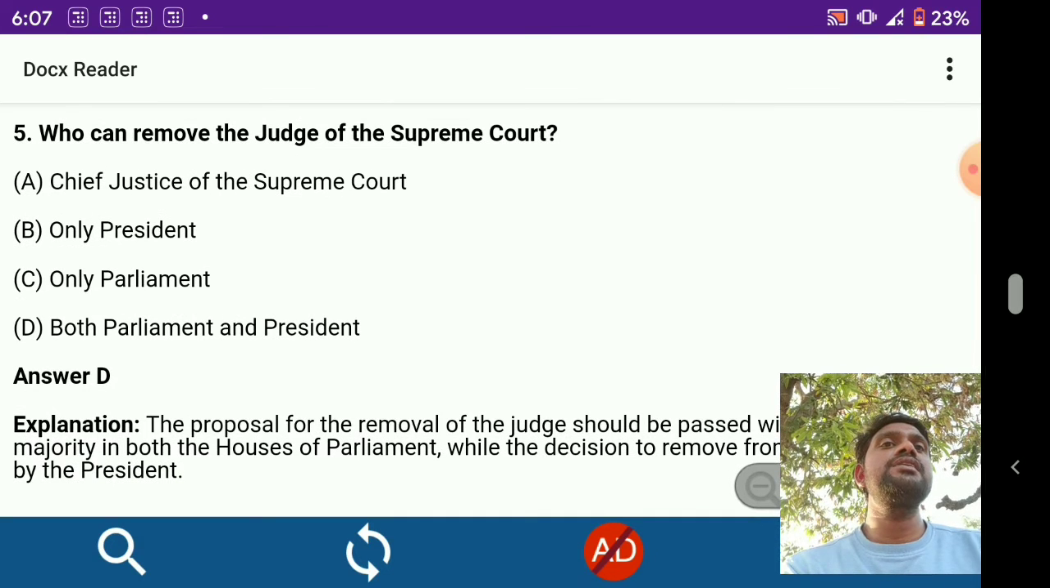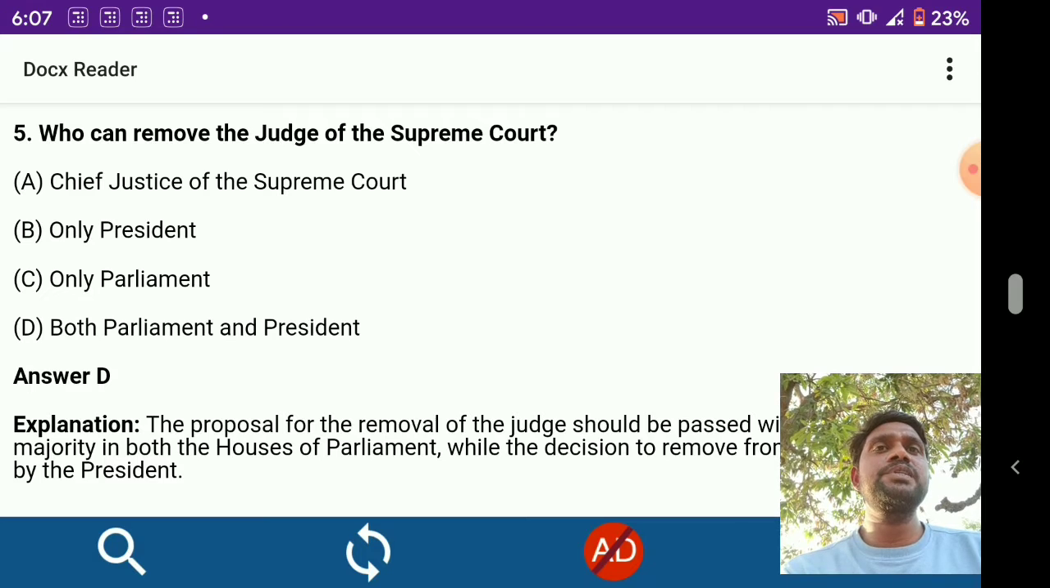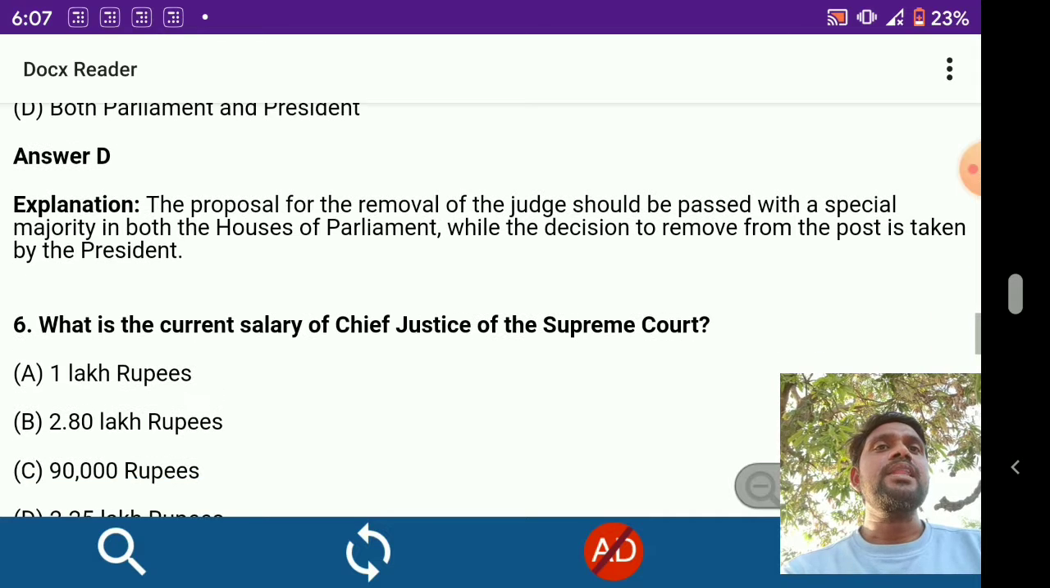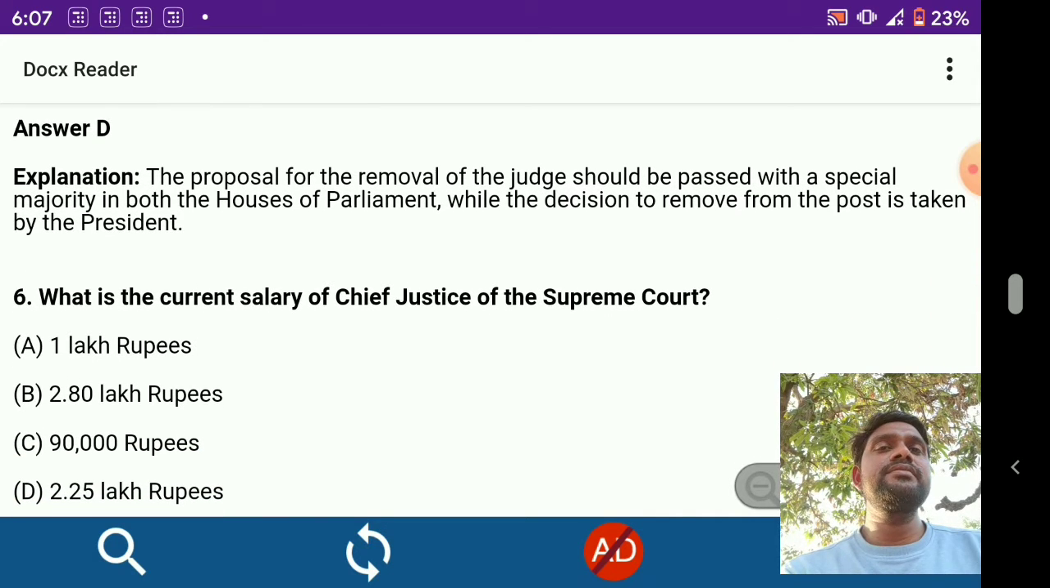Okay. Next is question number 5. Who can remove the judge of the Supreme Court? Option A, Chief Justice of the Supreme Court. Option B, only President. Option C, only Parliament. Option D, both Parliament and President. Yes, both Parliament and President. Right answer is D. And explanation you can see here.